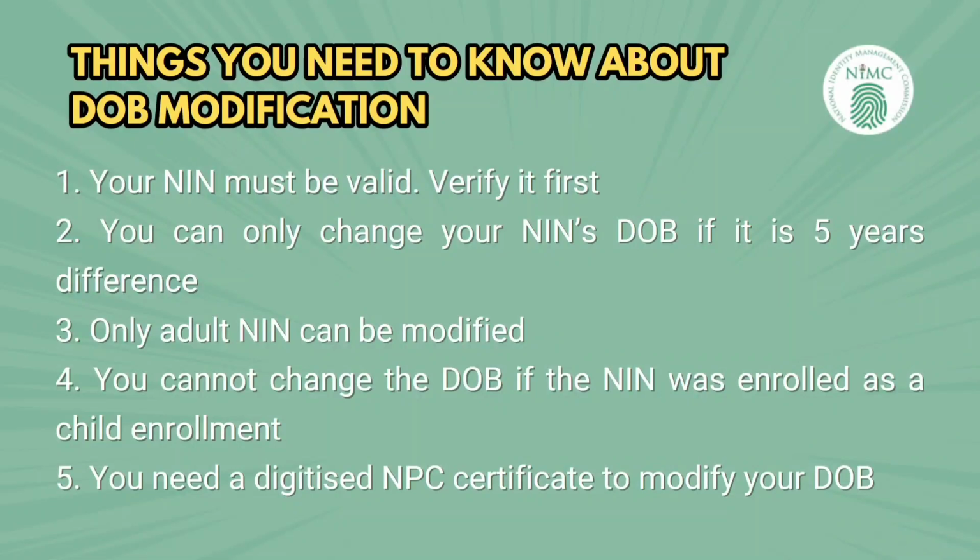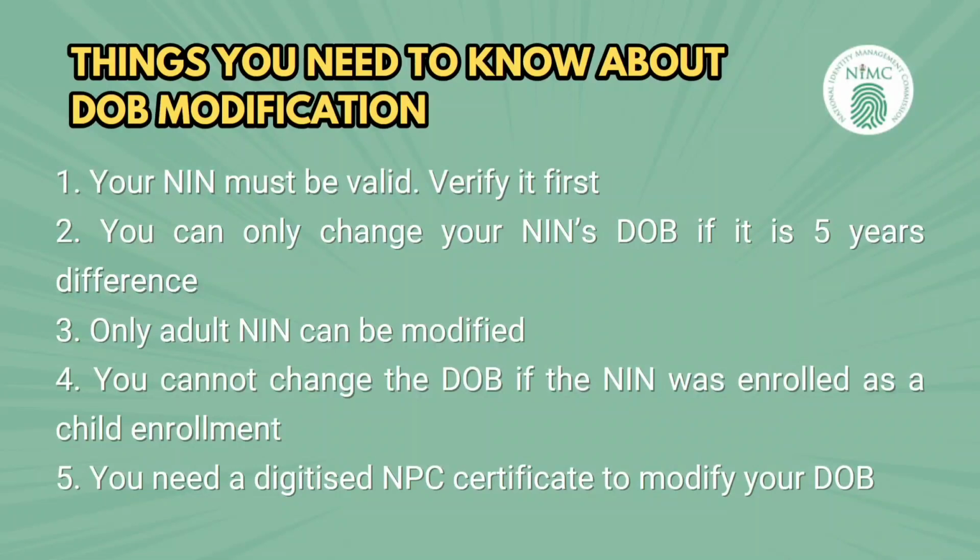Number five, you need a digitized NPC certificate to modify your date of birth. What is NPC? National Population Commission date of birth certificate. So before you can change or modify your date of birth on your NIN, you need something more like an affidavit. Usually, before you do any kind of change, you need an affidavit. So this digitized NPC certificate is something like that. It's like your birth certificate issued to you by the government.